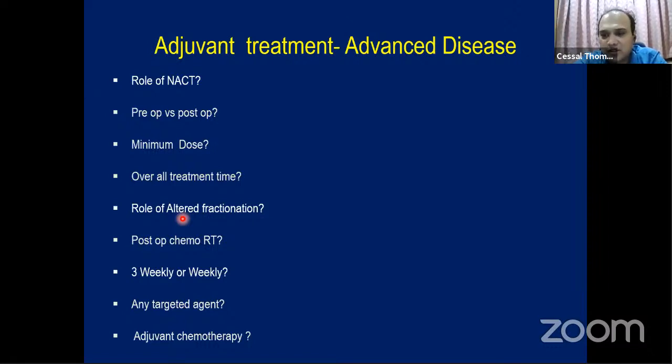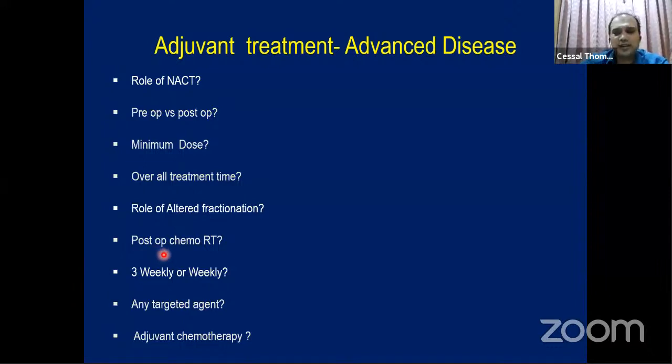Patients were randomized to 56 to 60 Gy in 6 fractions, or the same dose of radiotherapy in 5 weeks, that is 6 fractions per week, or 56 to 60 Gy plus weekly cisplatin 30 mg. The data, with a median follow-up of 58 months, did not show any impact either by adding chemotherapy or by using an altered fractionation. So again, there is no role for altered fractionation.